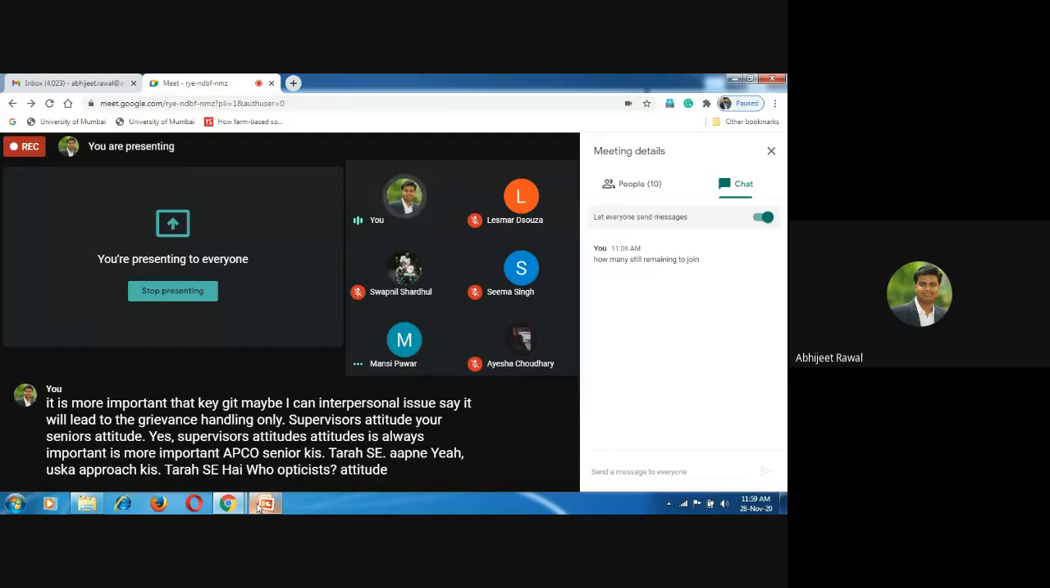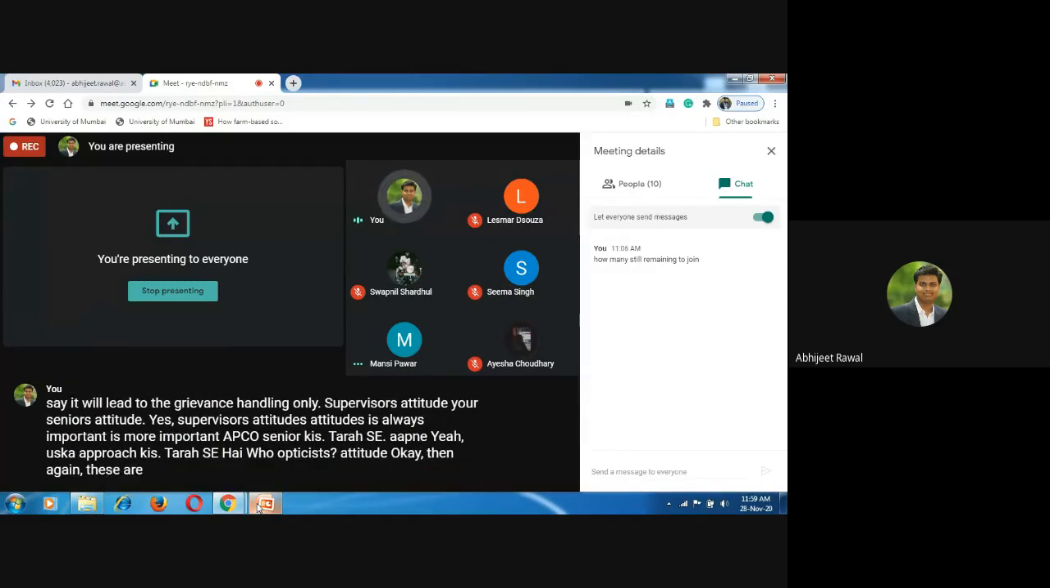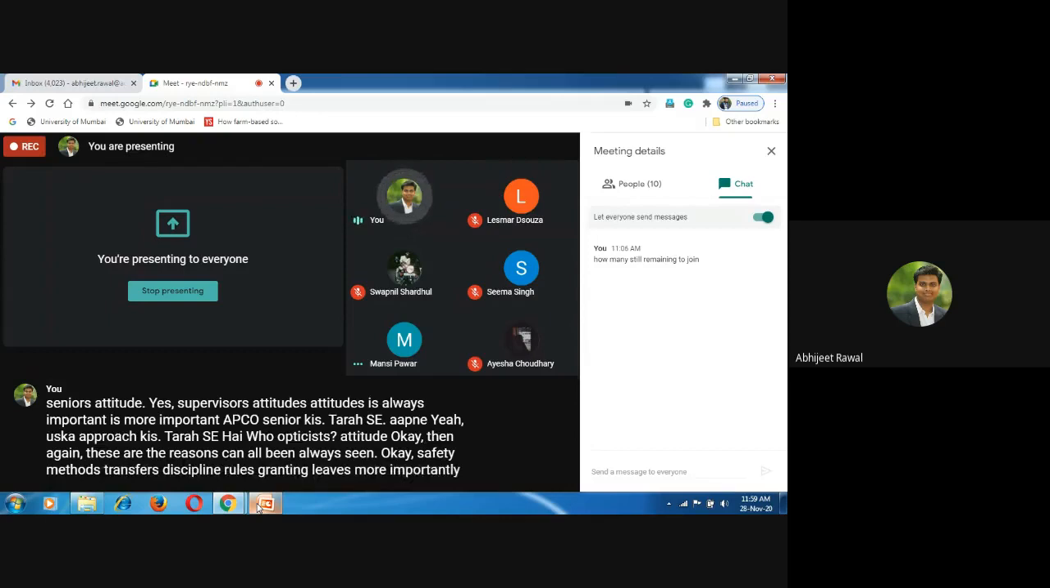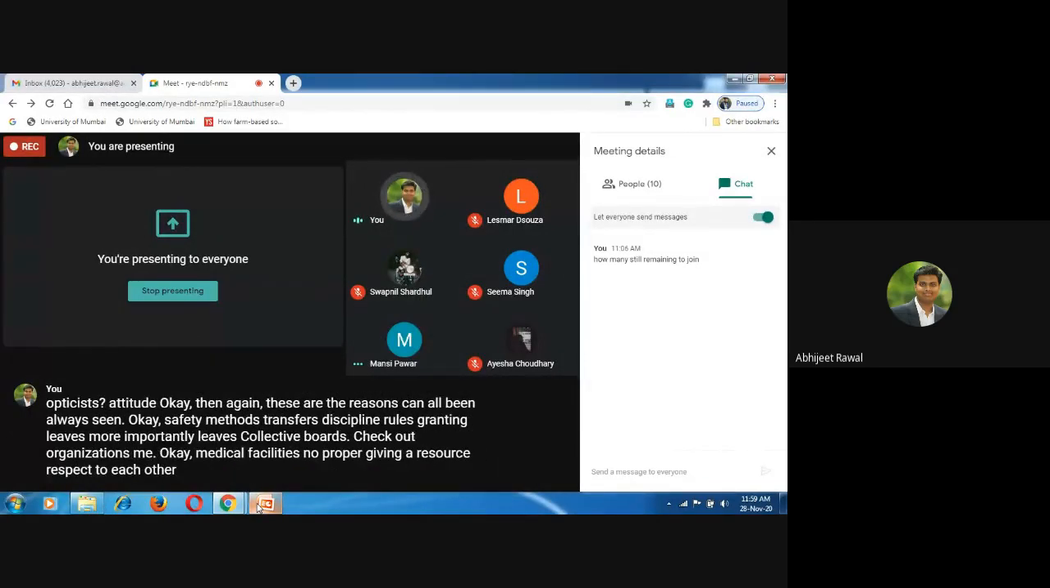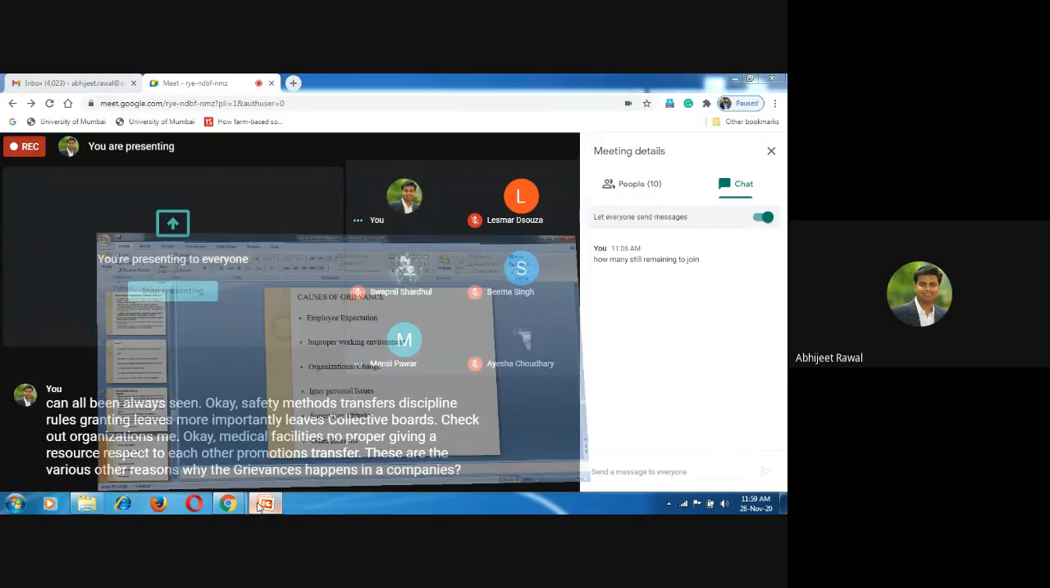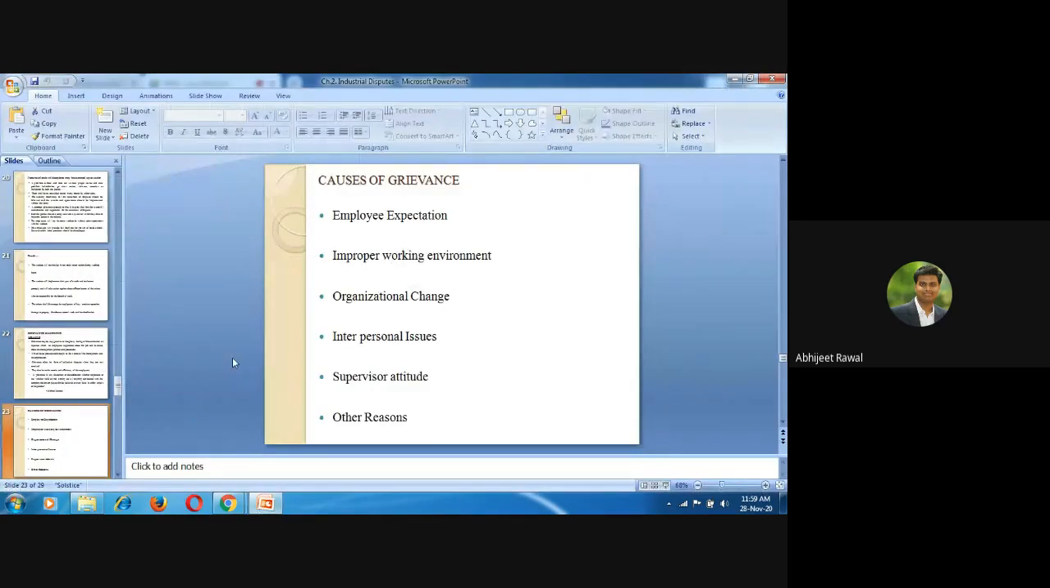Okay, then again there are other reasons that can always be seen. Okay, safety methods, transfers, disciplinary rules, granting leaves. More importantly, there is a lot of fighting over leaves in organizations. Okay, medical facilities, not giving proper respect to each other, promotions, transfers. These are the various other reasons why grievances happen in companies. Okay, so these are the various reasons why grievances happen.